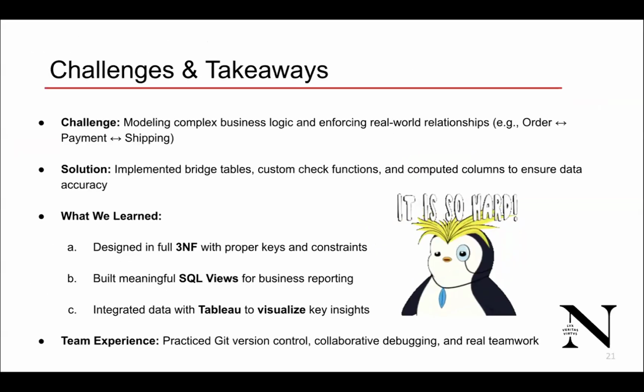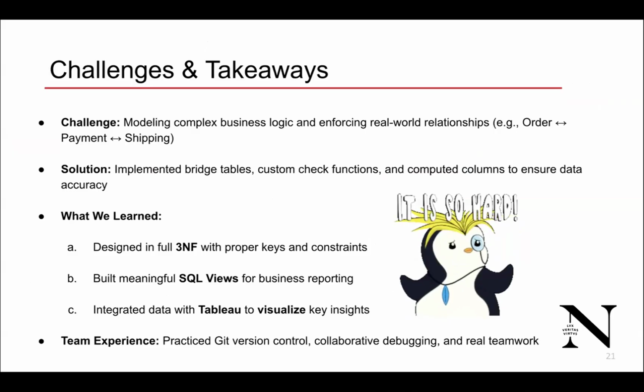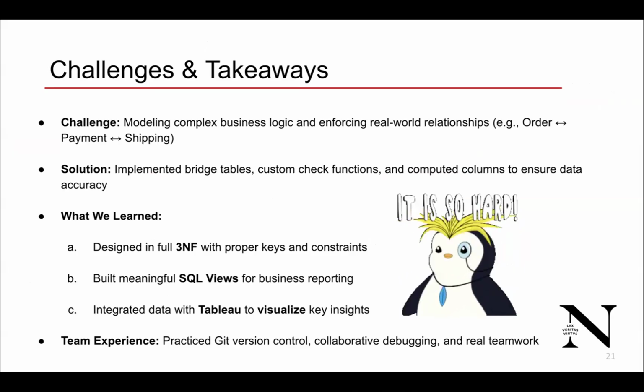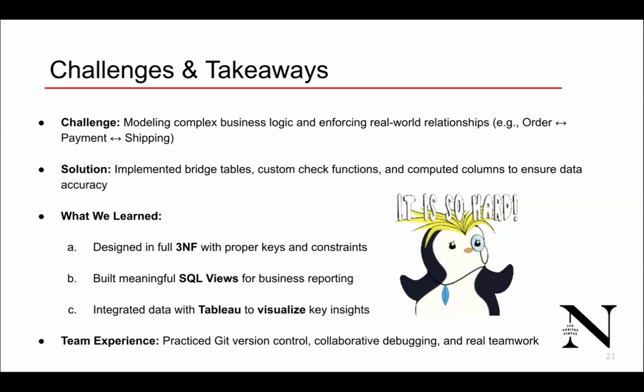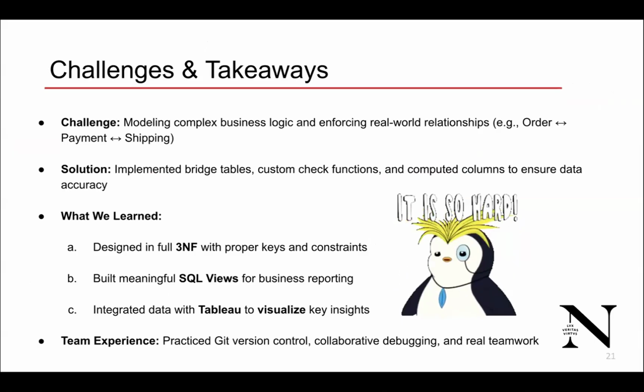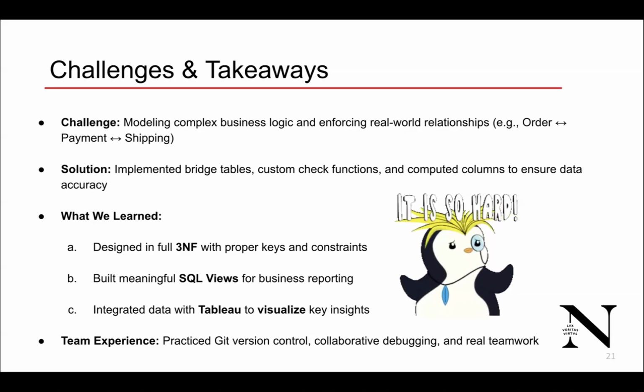Okay, hi everyone. So I'll quickly go over some key challenges we faced and what we took away from this project. One challenge was modeling real-world relationships correctly. For instance, we initially thought some entities like orders and shipping might be one-to-many, but we later realized they should be one-to-one, so we refined it.